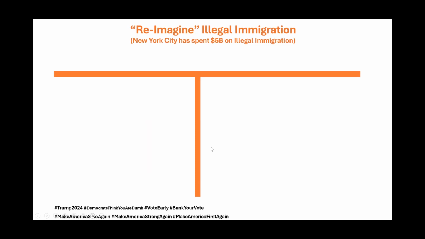Let's look at a reimagination of illegal immigration. Again, the Democrats love the term reimagine policing, and they've got a policy for that. If you could reimagine illegal immigration, we took one example. New York City spent $5 billion so far on illegal immigration. They believe it's going to be $10 billion in 2025. What if that money were invested in New York citizens?